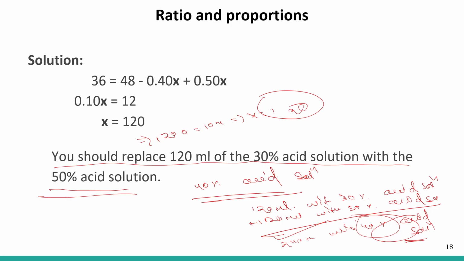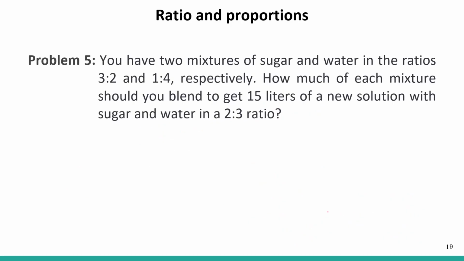Okay, so let's proceed with the next question. In problem number 5, you have two mixtures of sugar and water. Sugar and water are in the ratio 3:2 and 1:4 respectively. So how much of each mixture should you blend to get 15 liters of new solution? What you want to get is 15 liters of new solution with sugar and water in a 2:3 ratio.